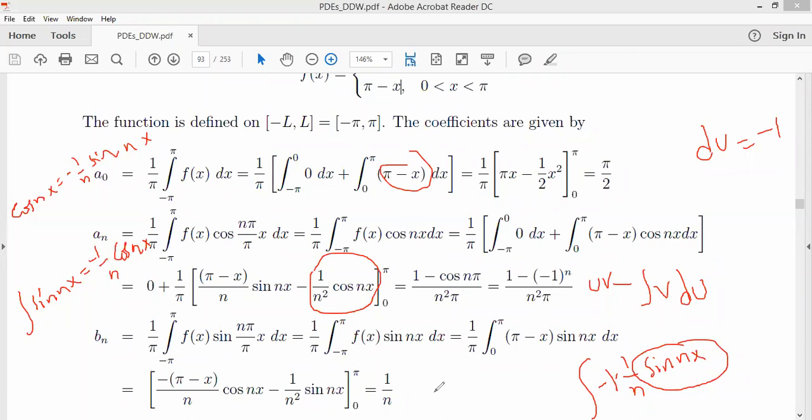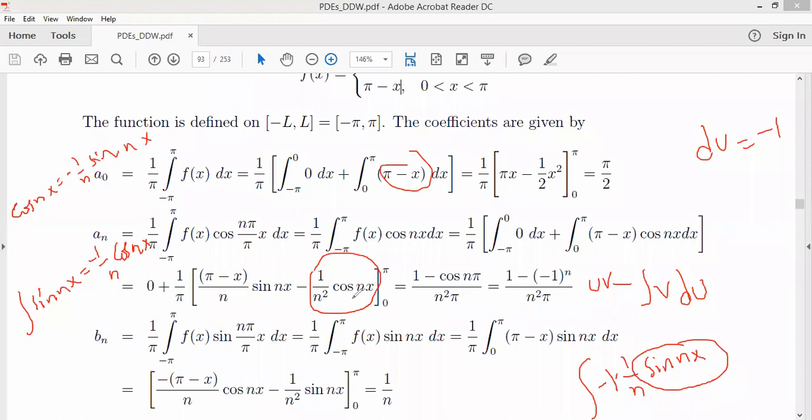But remember, this minus goes with this minus 1, which gives us a minus. So you have a minus 1 over n cos, but there is also a minus 1 over n, which is a positive 1 over n squared. When you substitute, you'll get back here 1 over n squared cos nx. That is very true there.